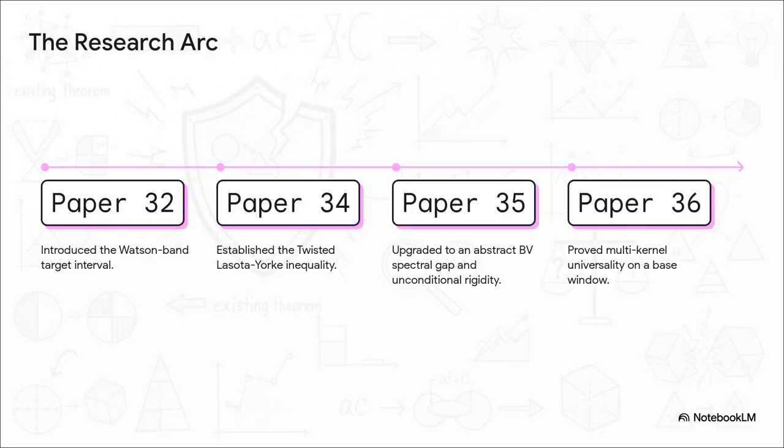And this timeline kind of shows how we've been building up our answer. It all kicked off back in paper 28, where we laid down some of the basic orbit laws. Then, in papers 32 and 33, we hit on something huge, a key structure we call the Watson band. Paper 34 brought in the real powerhouse, a tool called the twisted Lasota-Yorke inequality, which gave us our first taste of rigidity. Paper 35 made that rigidity unconditional, which was a big step up. And finally, paper 36 showed that this entire structure was universal, that it worked for several different systems. Each paper was really a crucial building block.